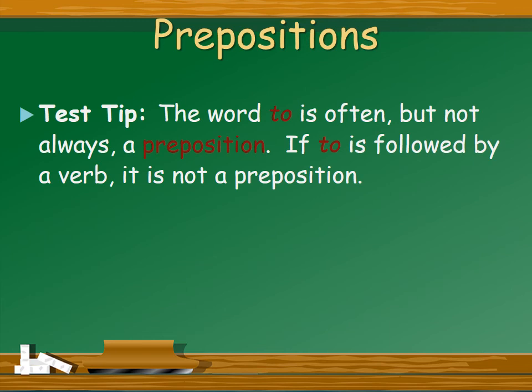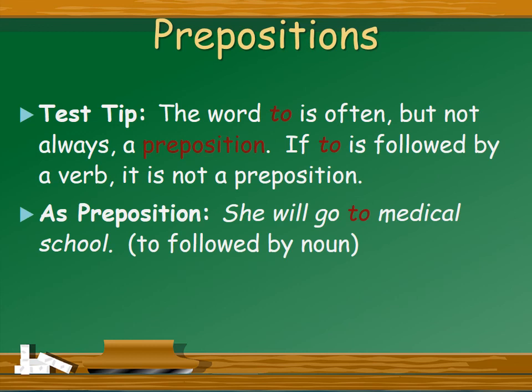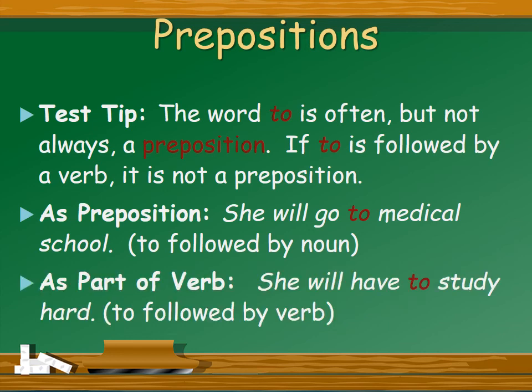Now, the word to is often but not always a preposition. If to is followed by a verb, it is not a preposition. If it's a preposition, it will be like this. She will go to medical school. To is followed by a noun. But if it's a part of a verb, she will have to study hard. To is followed by a verb.